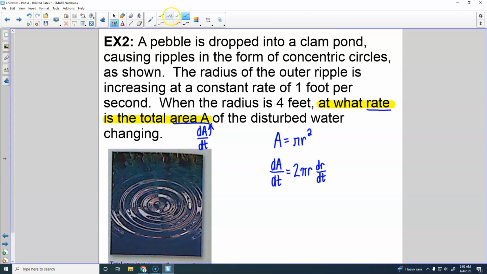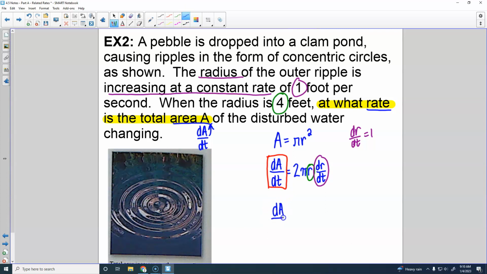Okay, so the dA/dt, that's what we're trying to find. We don't want to replace it. Do we know our r? R is 4. And we know dr/dt. It is 1. So the radius is increasing at a constant rate. So dr/dt equals 1. So we know what that is. So we have everything we need to replace here. So this is a pretty straightforward problem as far as these problems go.